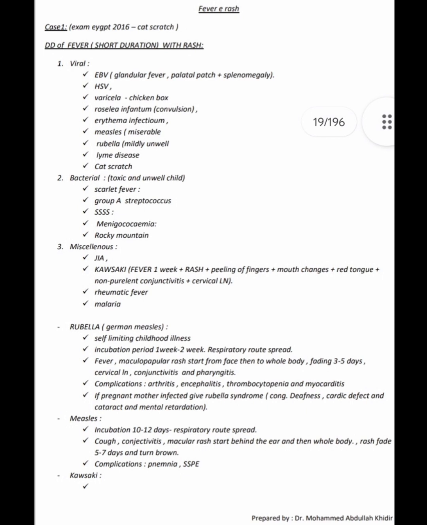If a pregnant mother is infected, it gives congenital rubella syndrome. And this rubella syndrome causes congenital deafness, cardiac defect, cataract and mental retardation.